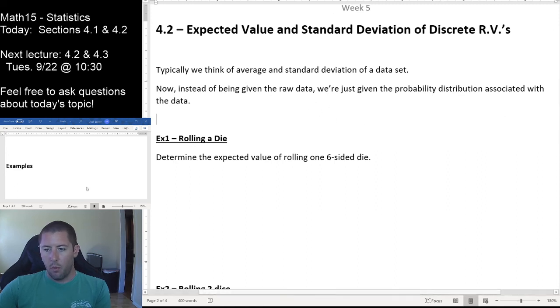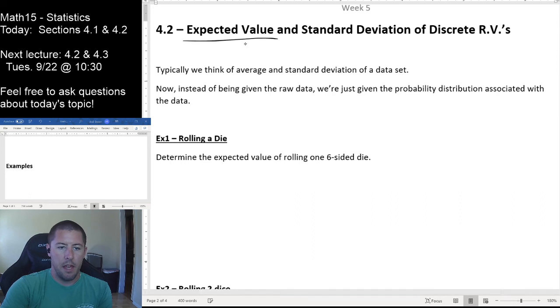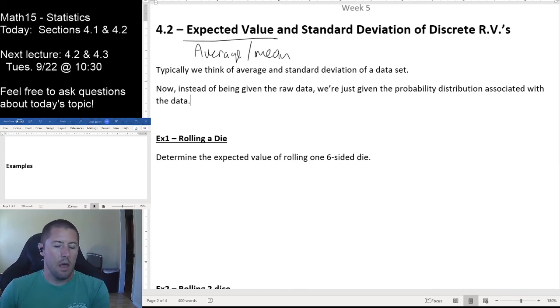The first thing we want to make sure we identify is that this expected value is the same thing as average or the mean. These are different words for the exact same thing. Expected value, average, and mean are all the exact same thing. We use expected value more often in the setting where you're not literally adding up the data points and dividing by the number of data points because, again, we haven't been given the data points here.